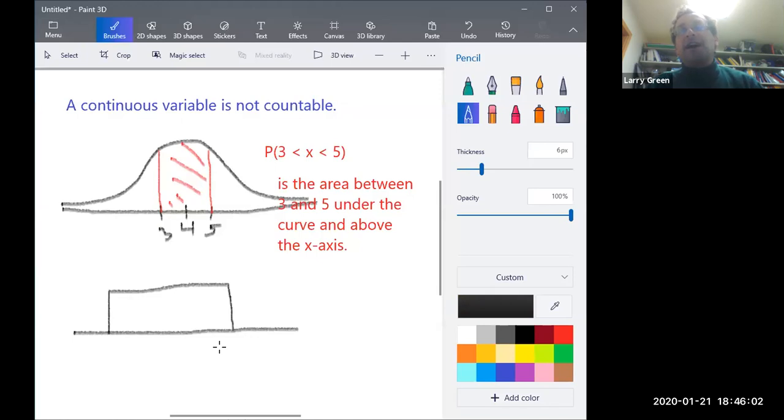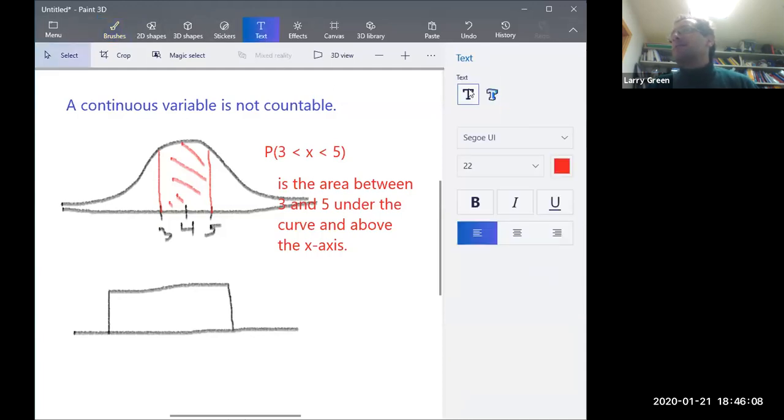By the way, I'm using a mouse. It's not easy to draw. That's supposed to be a straight line. That's a rectangle. Let me write down rectangle because it doesn't look perfect. So there's a rectangle. Then we have a word for it. This is called a uniform distribution.